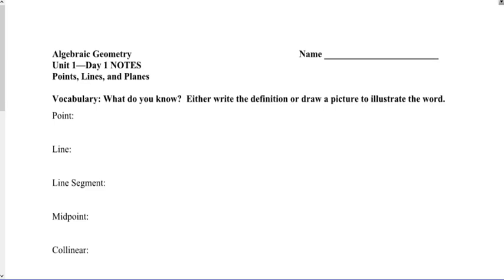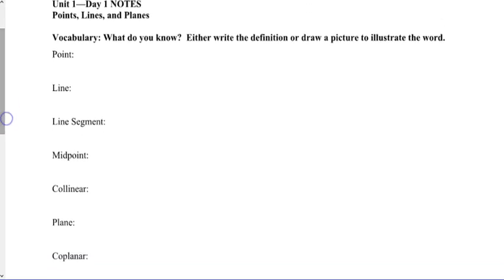Day one notes. I'm not going to do a lot of writing of definitions because that's just really time consuming, so let's just listen to it. A point is a hard word to define because you want to say, oh, a point is a point in space. You can't use the word to define itself. So a point is just a specific location in space.